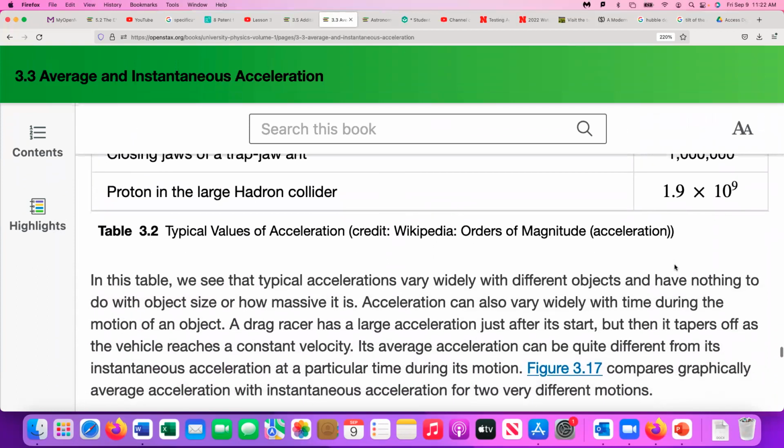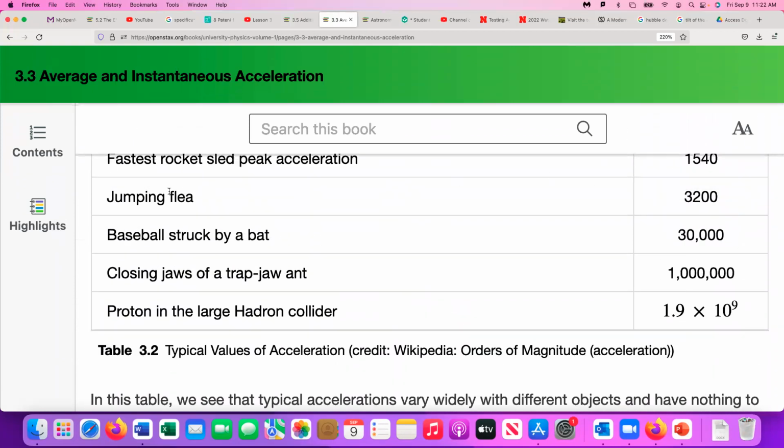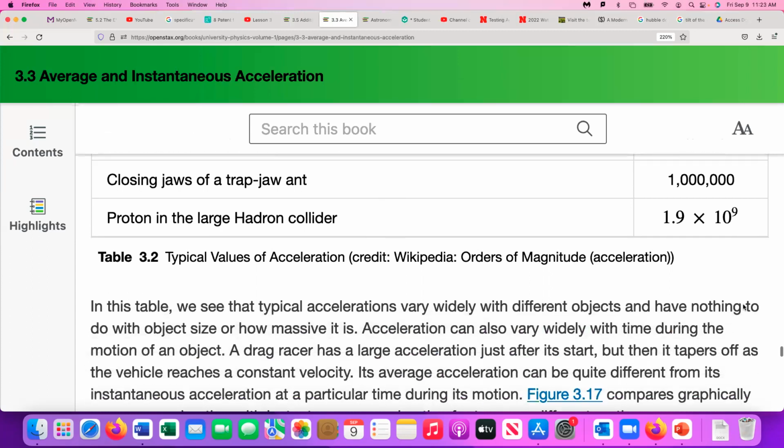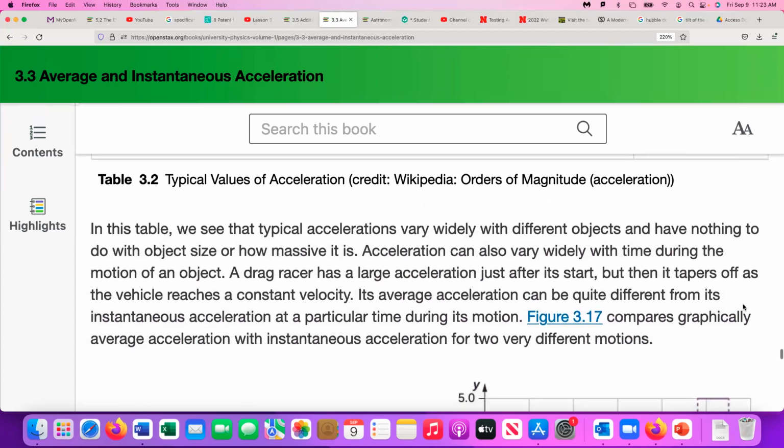So these are all different accelerations. Most of these we don't really experience firsthand, but you can see the baseball struck by a bat is pretty high, 30,000. The proton in the Large Hadron Collider is 1.9 billion meters per second squared. And that's an insane amount of acceleration. And only very small particles can feel that kind of acceleration.